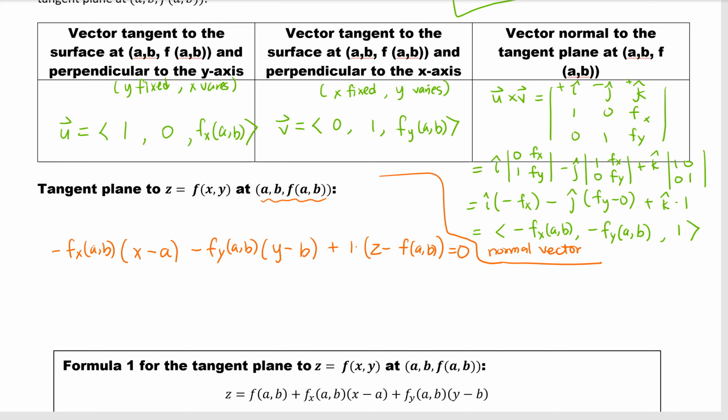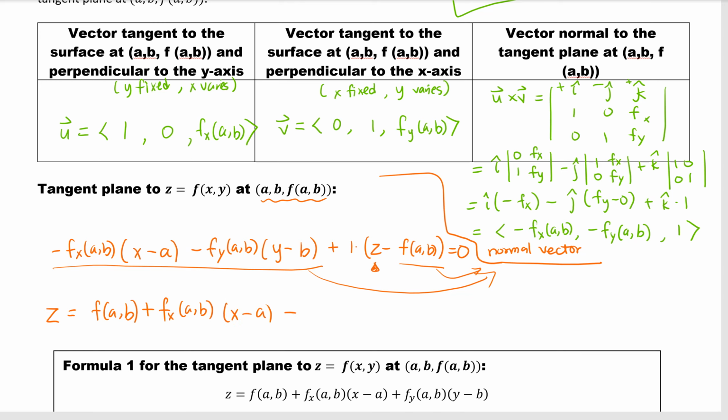So far, so good, everybody? Okay, then what do we get? Well, let's keep the z on the left hand side and move all the terms to the right. Then we have z, because we move all these terms to the right hand side, we get positive fx AB. Let me put f of AB first. Then partial x of AB times x minus a, plus partial f partial y, AB times y minus b. Okay, so this is the tangent plane equation.